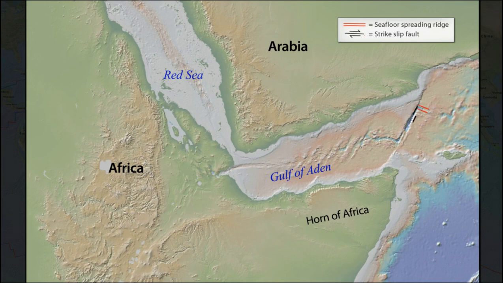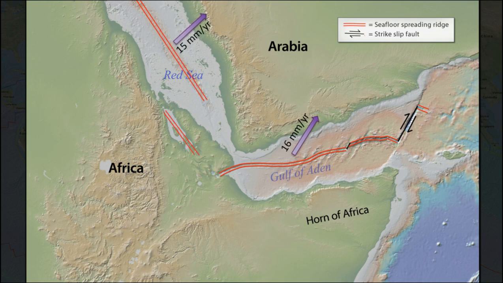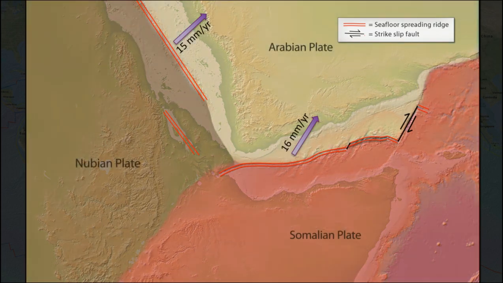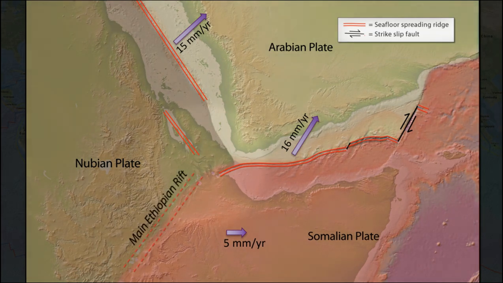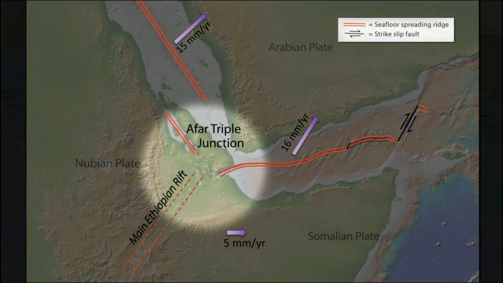In the Gulf of Aden, seafloor spreading separates the Arabian plate from the Horn of Africa. In the Red Sea, spreading moves the Arabian plate away from northern Africa. The differences in direction and rate of seafloor spreading require 5 millimeters per year of eastward motion of the Somalian plate away from the Nubian plate across the main Ethiopian rift. This rift and the two spreading ridges meet at the Afar Triple Junction.